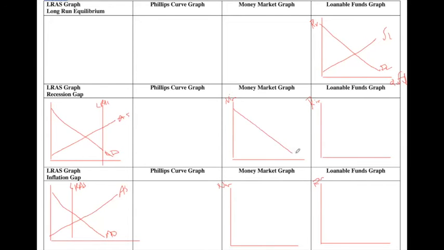Okay, so this is my demand for money. This is my supply. And here, my DL, my SL, same here, DM and SM. Okay, I'm ready to get started now. Sorry, it took a little second there.